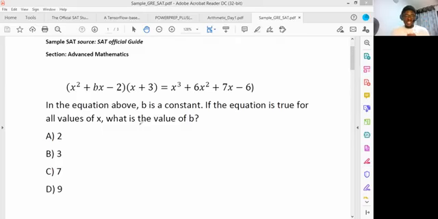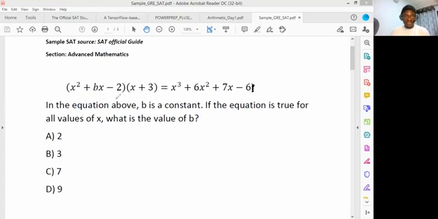So on the left hand side, we have x squared plus bx minus 2 times x plus 3, and on the right we have this polynomial expression. So I think there's no bracket here. All right, fine. So first off, we're going to have to expand the product on the left hand side and then compare it to the terms on the right hand side. So how do we do that?